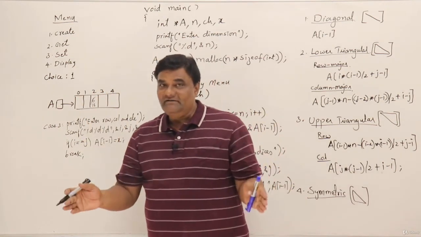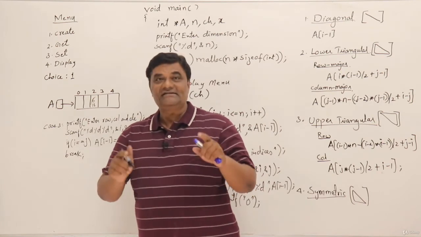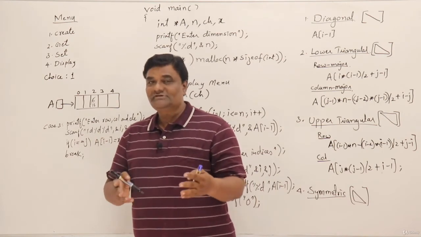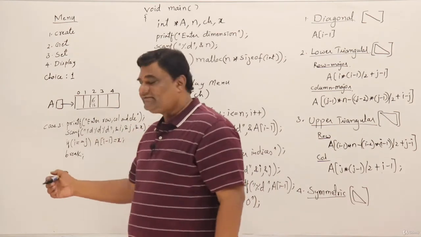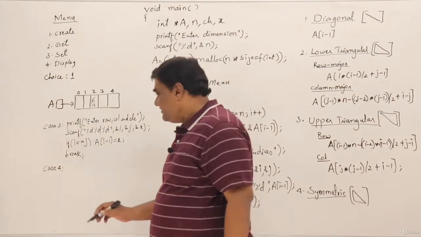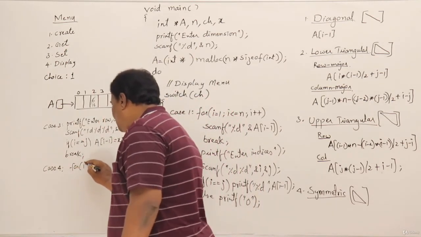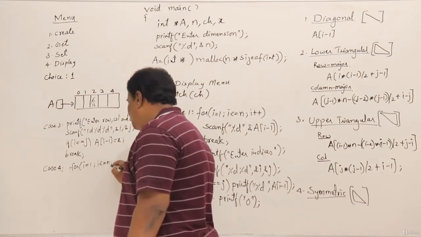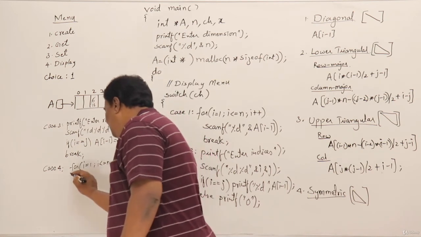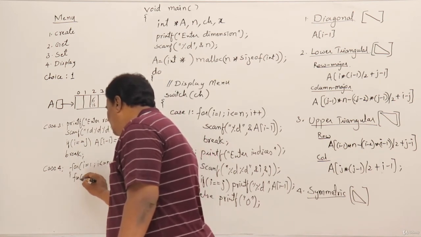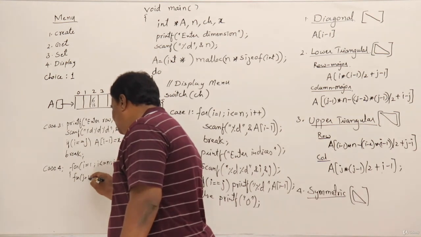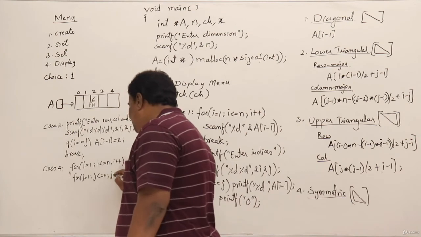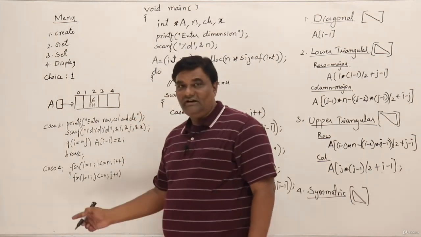Displaying the complete diagonal matrix. I want to display it as a matrix only, that is two-dimensional. So for a two-dimensional, I have to use two nested for loops. So let us write case 4. So first for loop, for I assign 1, I is less than or equal to n, I plus plus, and for j assign 1, j is less than or equal to n, j plus plus. So I have two for loops.